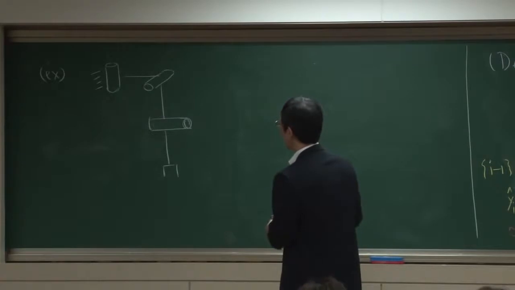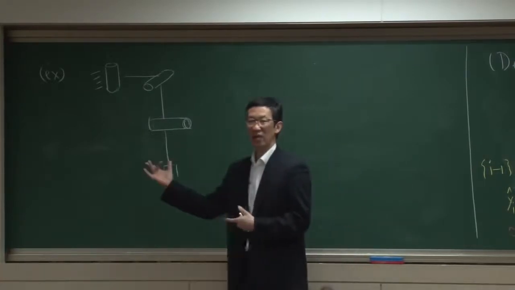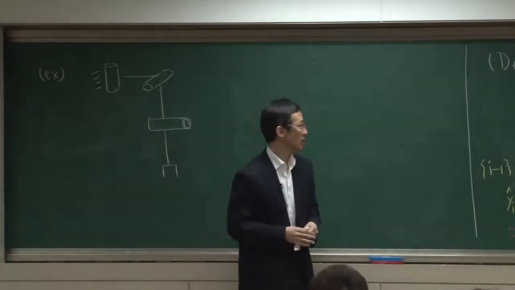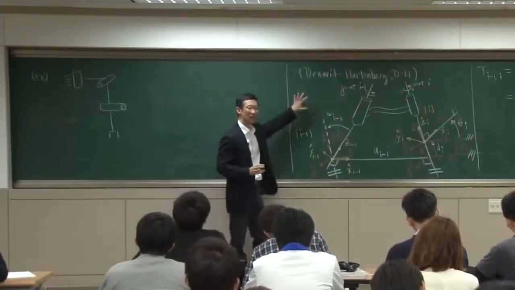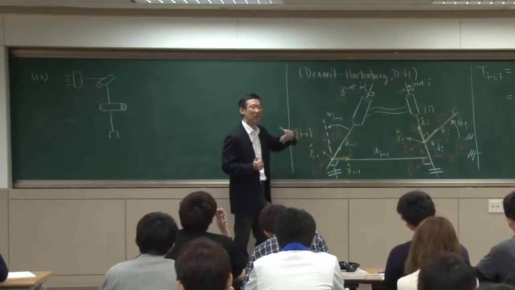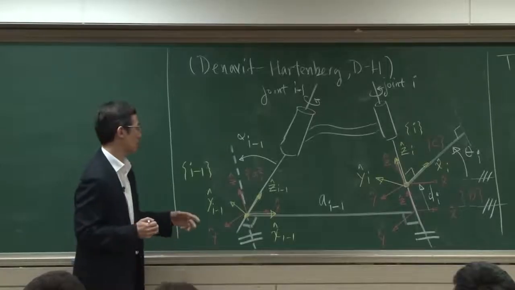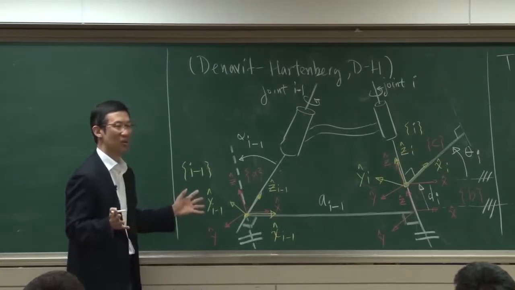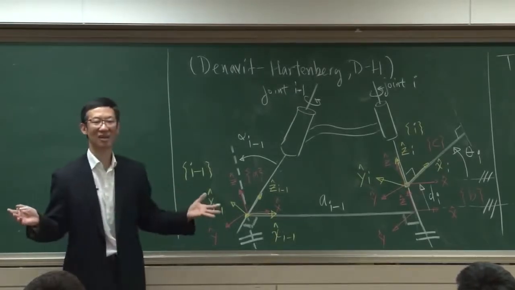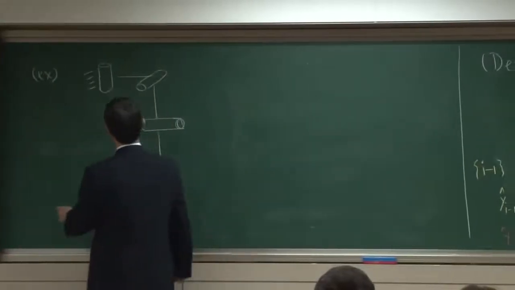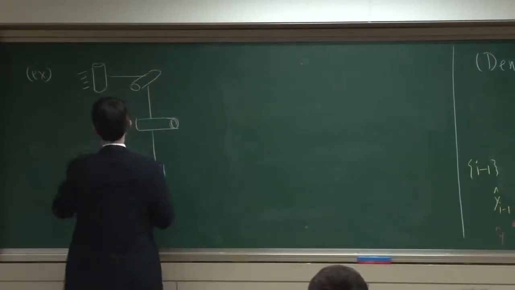So let's see. Well, I need to assign hand frames and end effector frames. And if you notice, we haven't really talked about that here, right? How to assign the fixed frame, how to assign the hand frame. So if there are no rules, that means we can do what we want. So I'll just pick some arbitrary frame.